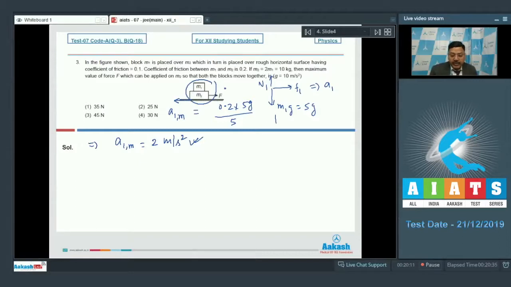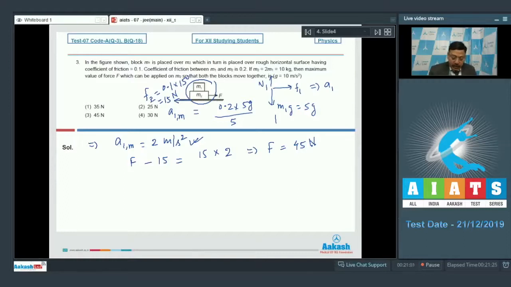And when the blocks are moving, the value of this friction, let's call it F2, is mu, which is 0.1, multiplied by normal reaction, which is 15g or 150 Newton. So the value of friction at this point is 15 Newton when the blocks are moving. So our equation now is F minus 15 Newton equals the total mass, which is 15 kg, into 2 meter per second square, and this gives us the value of F max, which we have to find, as 45 Newton.